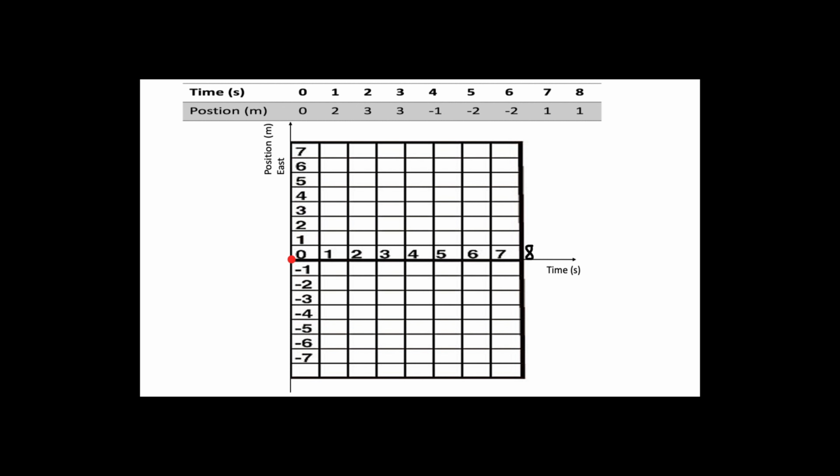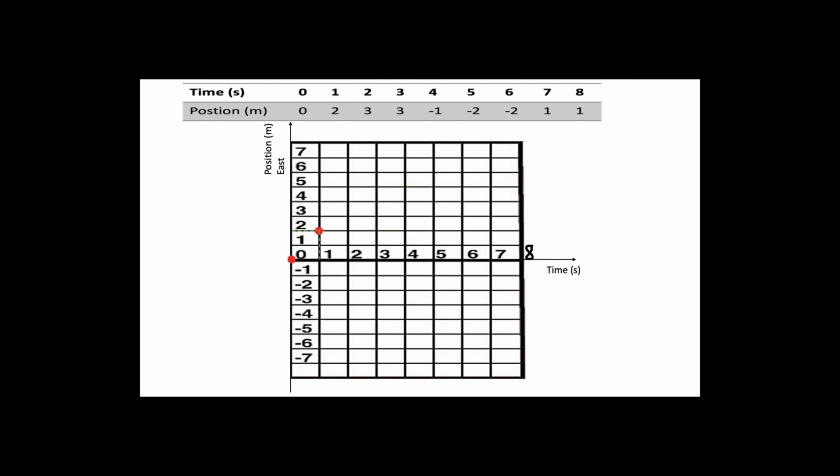Now, next point. When the time was 1 second, the position was at 2 meters. So this is 1 second. We take a line up to 2 meters. Then we draw a line to the y-axis. This is the intersection. This should be the point.